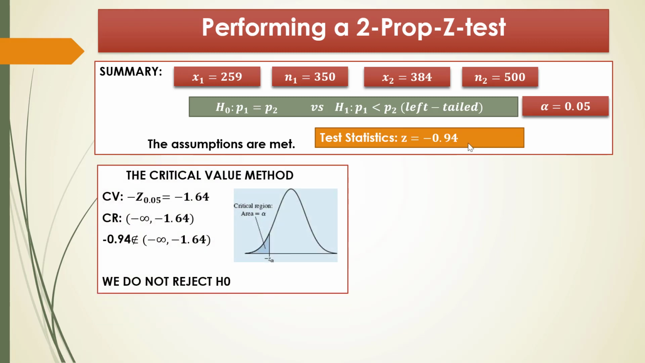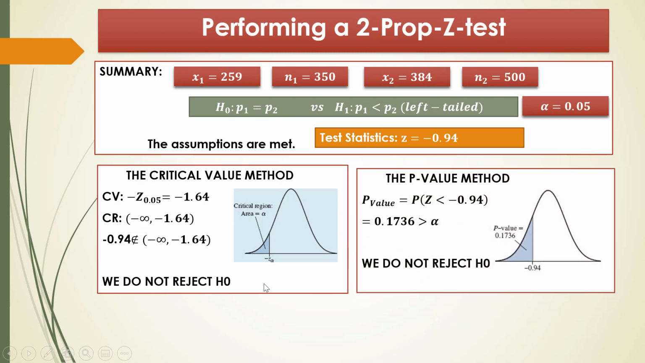For the critical value method, we have alpha 0.05 and this is a left tail, so the critical value should be a negative number, negative z 0.05, which is negative 1.64. The critical region is the area to the left of it, and we see that the test statistic z is greater than negative 1.64. That means it does not fall into the critical region, so we do not reject the null hypothesis.